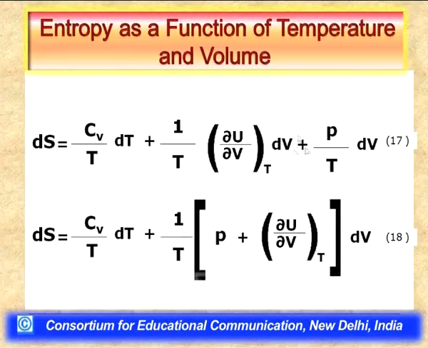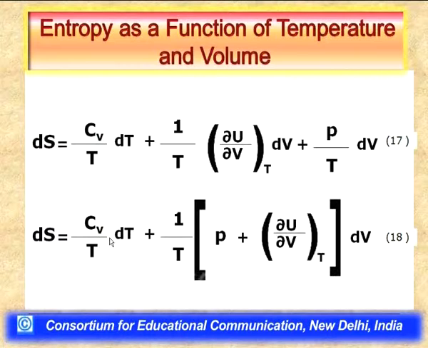Now you can see we can collect those terms together which have the same differential, that is dV, and those terms which have the same differential dT. So, Cv dT is the only term which has differential dT, and these two terms have differential dV. So, we can take dV common, and 1 by T can also be taken as common. Within the square bracket we have two terms, P plus delta U delta V constant T, dV. So, equation 18 is again a modified form of the fundamental equation of thermodynamics, but now instead of dU we have it in terms of dT.